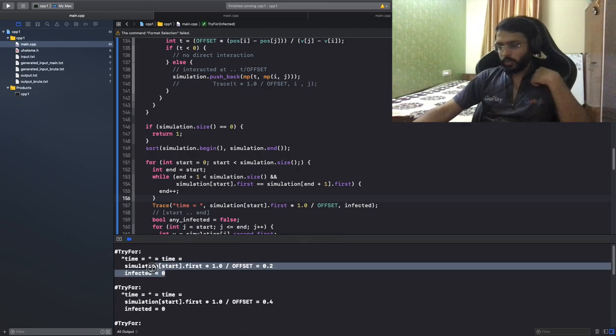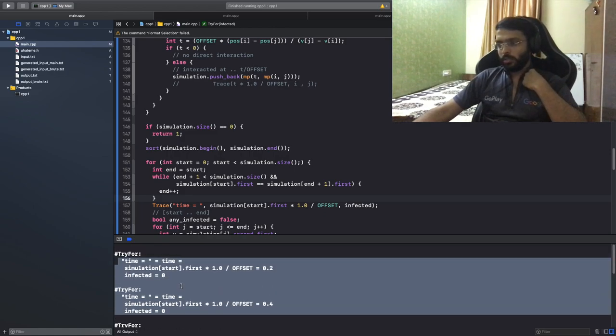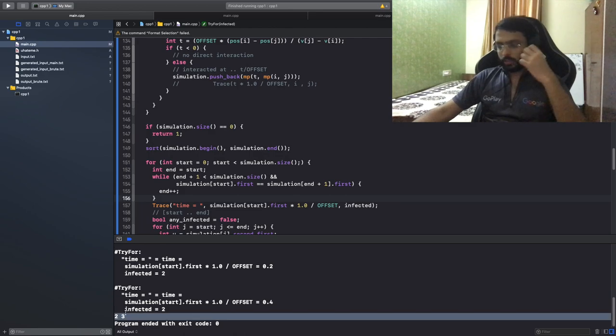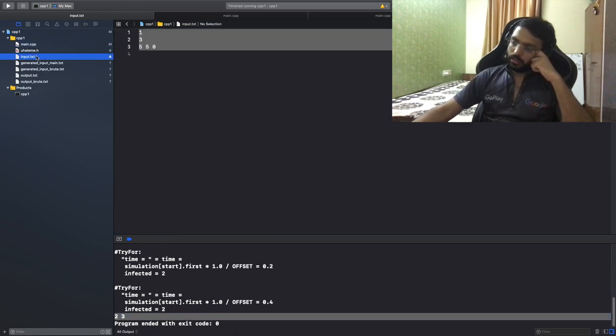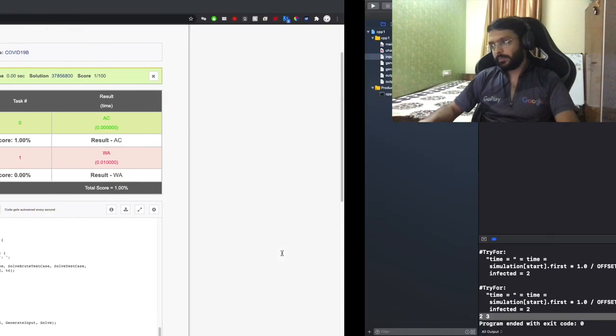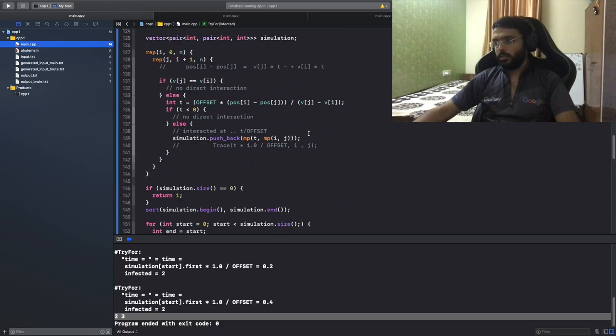Yeah, so I have to actually look for this particular use case only, like when infected equal to 0. Wait, it is showing 2 and 3 now, right? So this has been fixed. Let me try to find another use case where this is failing. Or maybe I can try proofreading my solution first.